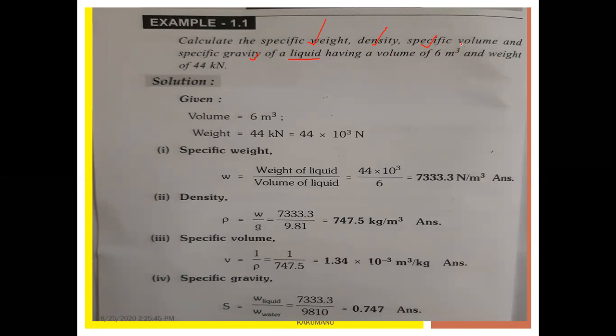ఇక్కడ మీటర్ క్యూబ్ అనేది ఎందుకు వచ్చింది? Because you are having 3 measurements, length, width and height, and weight is 44 kilonewtons.